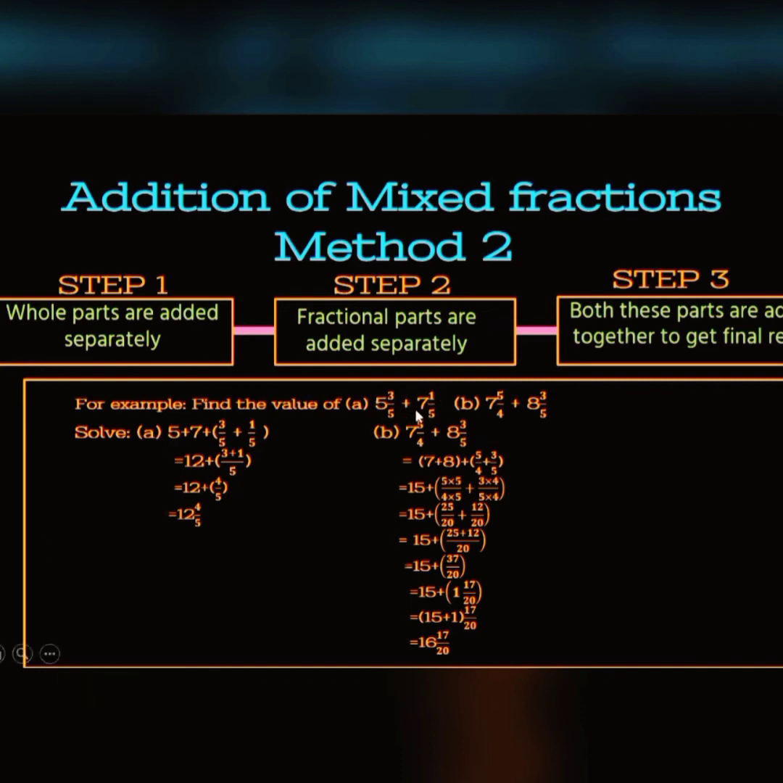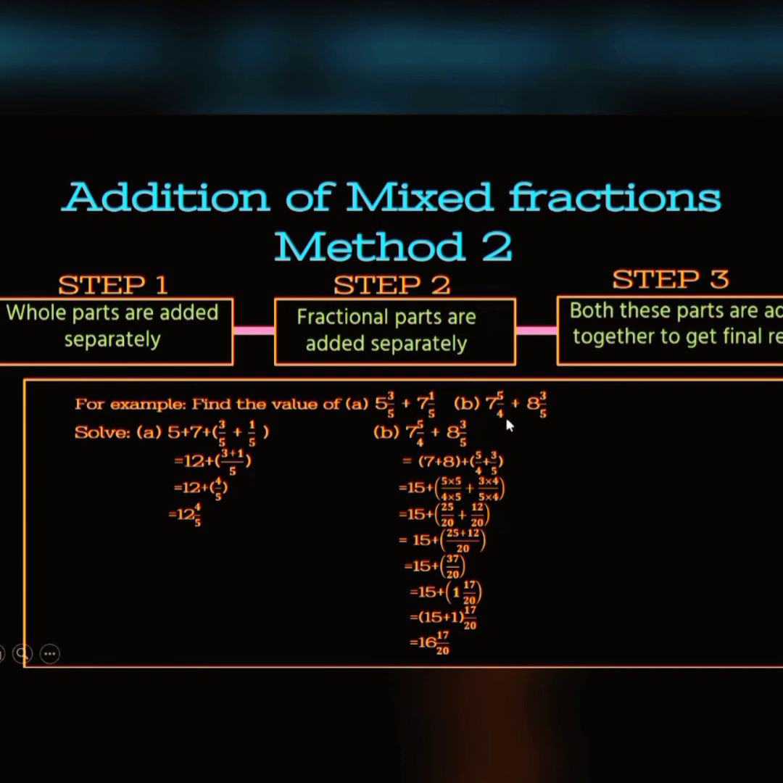So now 5 and 7 are the wholes. So 5 plus 7 will be added. This will be 12 plus, 5 is the same denominator, so 3 plus 1 will be 4. This is 4 upon 5. Now it will be 12 whole 4 upon 5.